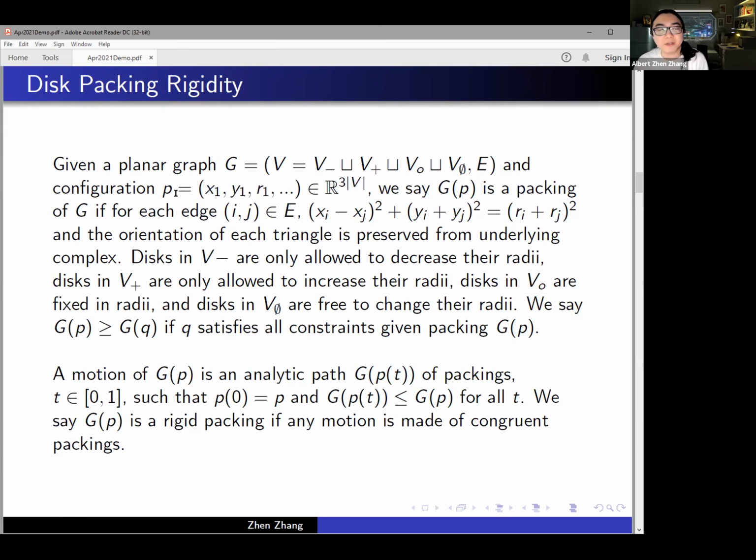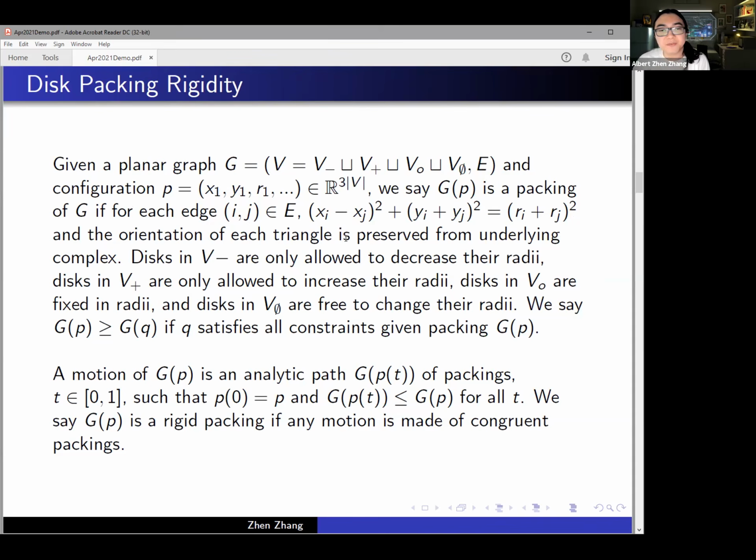And a configuration in this case is in R to the 3V, because for each circle you have information of where its center is and what its radius is. We say GP is a packing of G if each edge satisfies the length squared equals the sum of radius squared. That says whenever you have an edge, it's tangent.